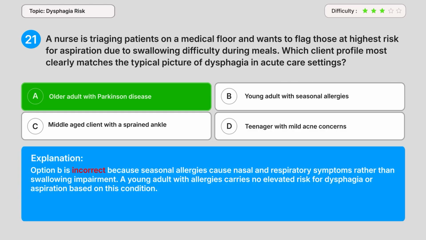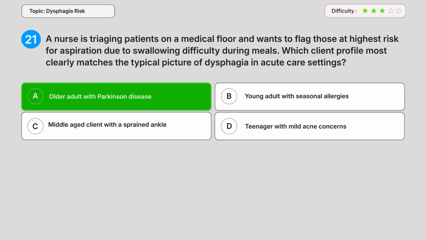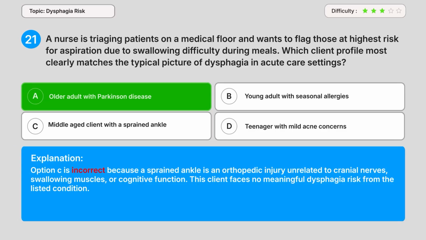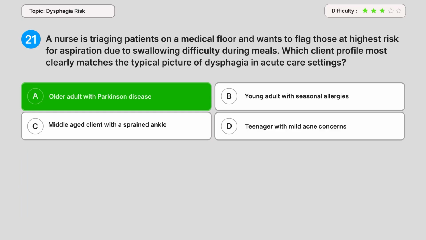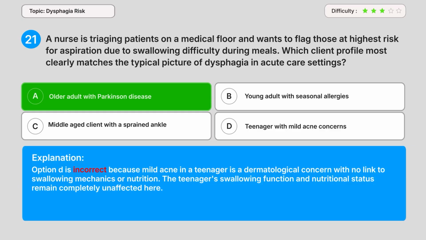Option B is incorrect because seasonal allergies cause nasal and respiratory symptoms rather than swallowing impairment. A young adult with allergies carries no elevated risk for dysphagia or aspiration based on this condition. Option C is incorrect because a sprained ankle is an orthopedic injury unrelated to cranial nerves, swallowing muscles, or cognitive function. This client faces no meaningful dysphagia risk from the listed condition. Option D is incorrect because mild acne in a teenager is a dermatological concern with no link to swallowing mechanics or nutrition. The teenager's swallowing function and nutritional status remain completely unaffected here.